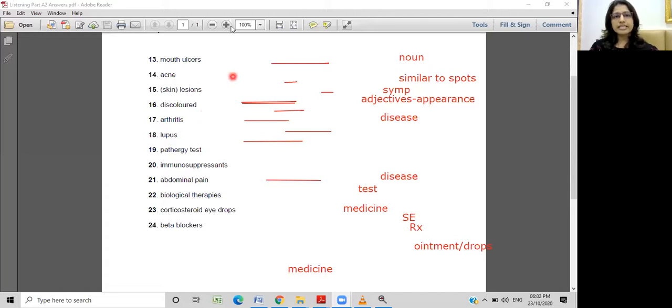How much you are targeting in part A: you should be able to get at least 18 to 20 correct, out of 24 questions. The more you get correct, the less you will have to worry about part B and part C. Part A is the key to pass the listening test. The better your performance in part A, the less you will have to worry about part B and part C. So work hard on part A.